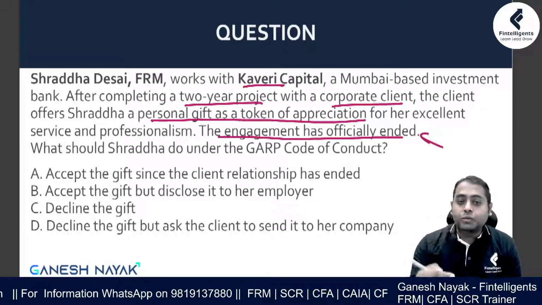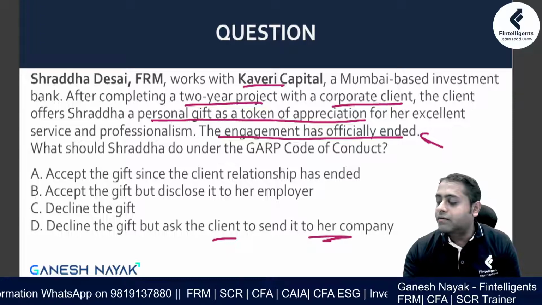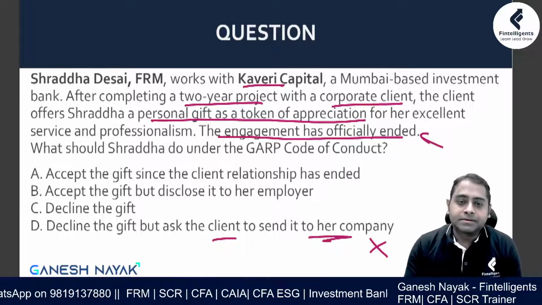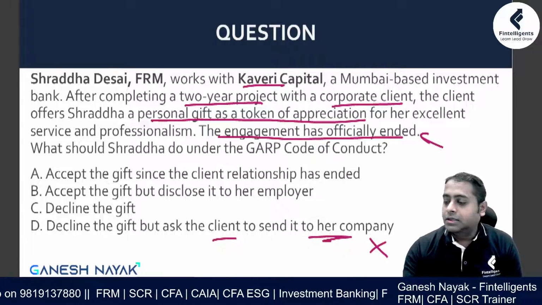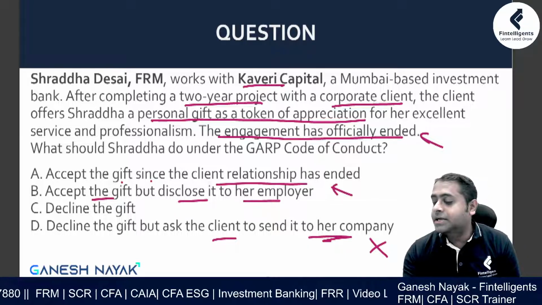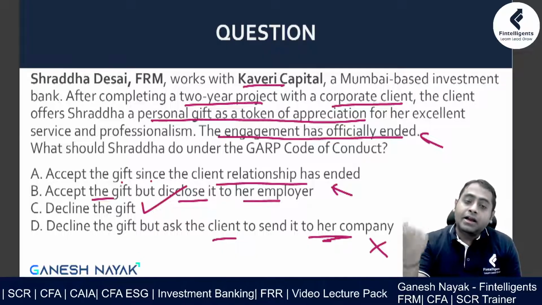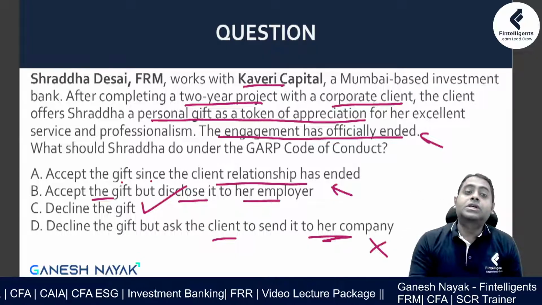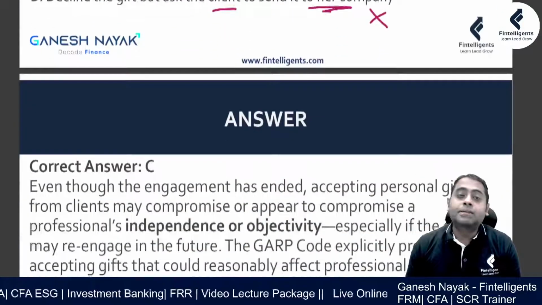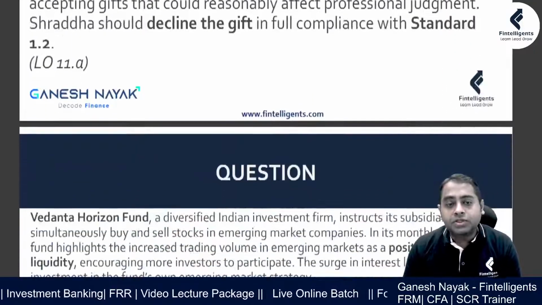Okay, see, look at the options. Always try to eliminate the options. Decline the gift, but ask the client to send it to the company. Why would the company be involved? Why would the company take it and give it to her? Doesn't make sense. Okay, so they are saying accept the gift, disclose to the employer, accept the gift because the relationship is ended. Ideally, the answer is deny. Why? Because in the future, the client can again come back, and because the gift was provided, you might not be independent. You might face some problem, you might give added advantage to that company. Right? That is the logic.